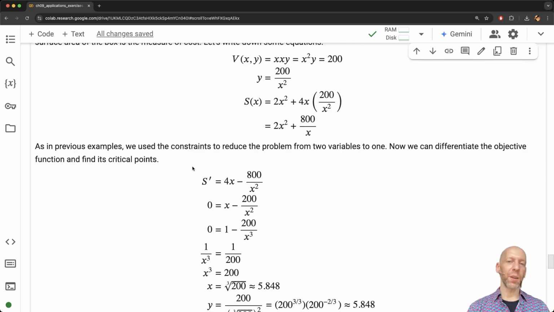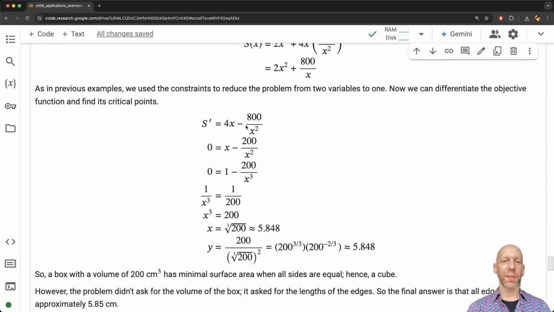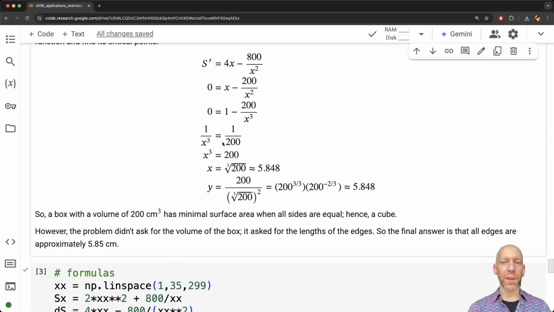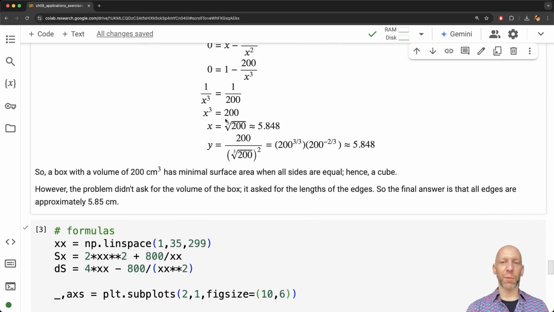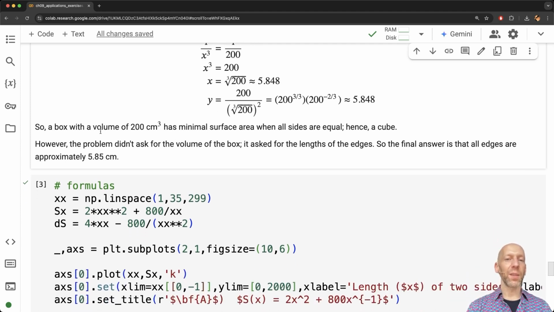And then from here, we can differentiate this, set it equal to 0, and solve for x. Again, here we arrive at a couple of solutions, but we can just consider the solutions that make the most sense. Okay, and then it turns out that x is a little bit less than 6. And then when we solve for y, we also get that y is the same value as x. So in fact, the size of the box that minimizes surface area is a perfect cube. All the sides are the same.